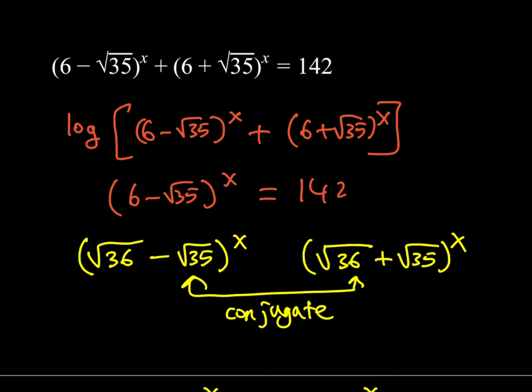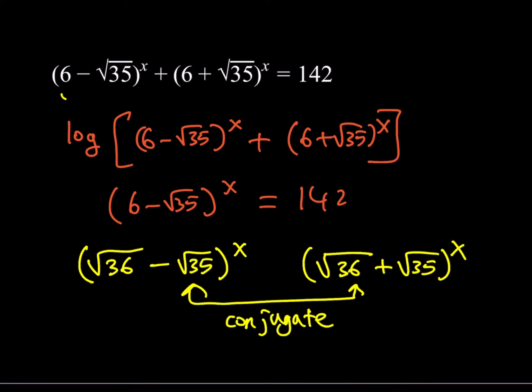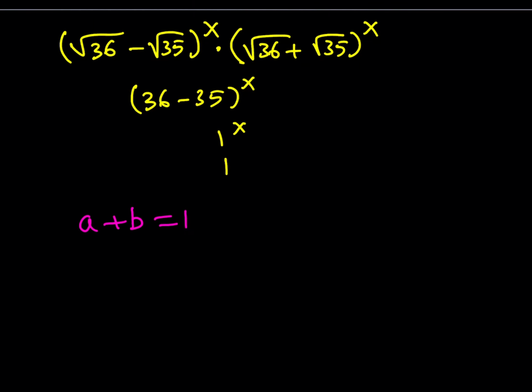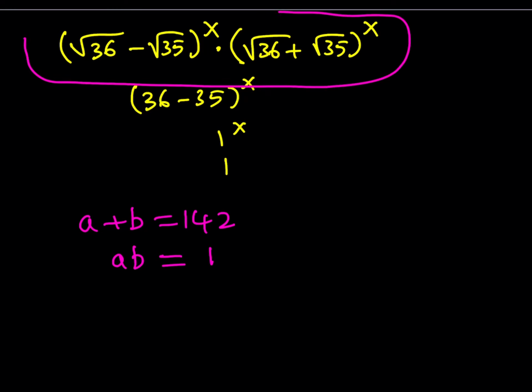So you now have two numbers whose sum is 142. If you call this A and this B, I'm using the strategy of going from one variable to two variables using substitution, and it's going to help us. In other words, A plus B is 142, and A times B is equal to 1. Awesome. So basically, this is a system of equations, and you can solve it. You can turn this into a quadratic. So that's one way to approach it. Another method to approach it is, since the product of these two expressions is equal to 1, right?